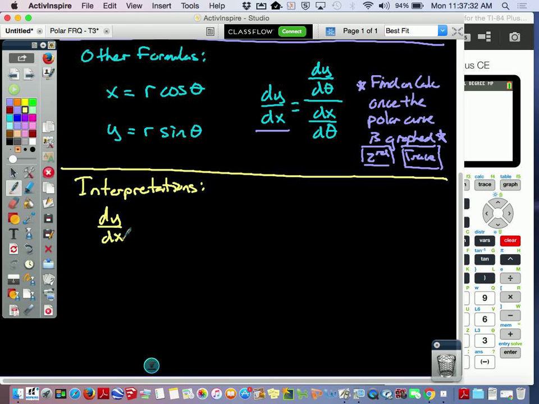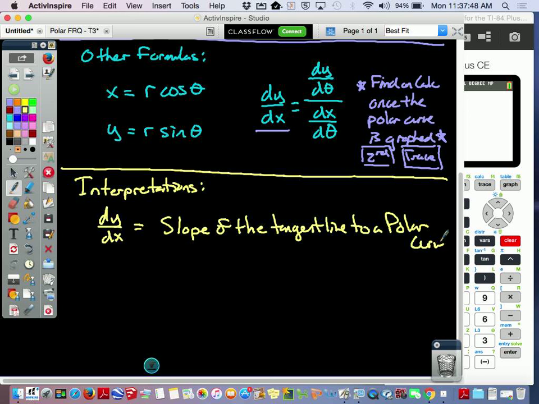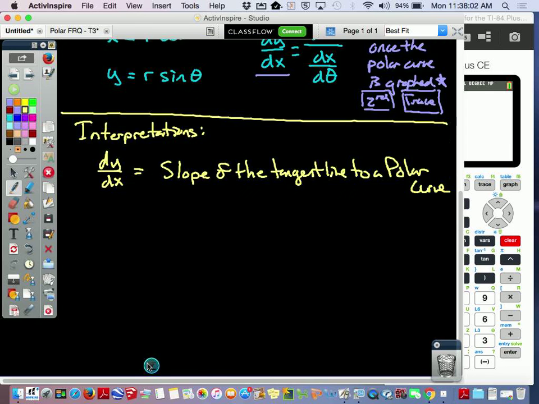I gave the formula for that above, but dy dx is going to give the slope of the tangent line to a polar curve. Okay, dy dx gives the slope of the tangent line to a polar curve. So if you see the words tangent line or slope, you need to find dy dx.